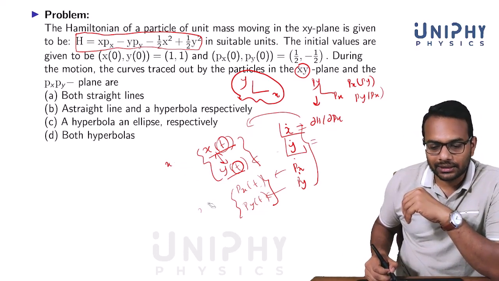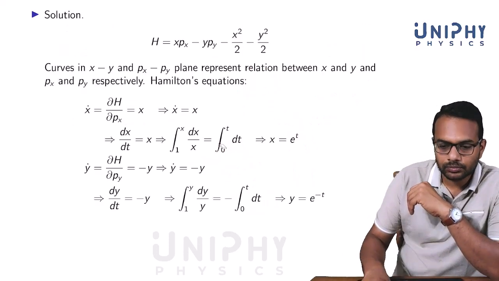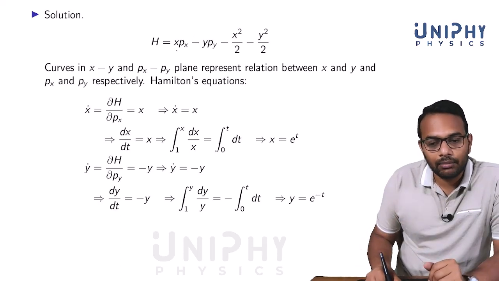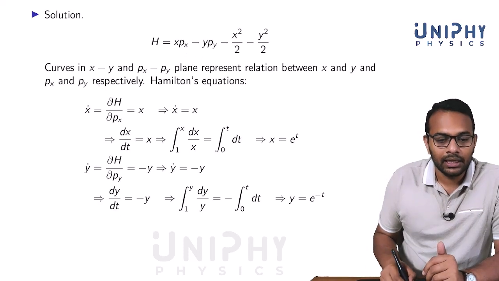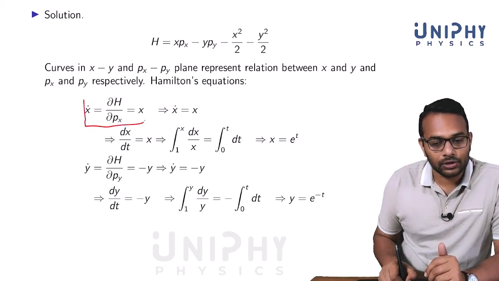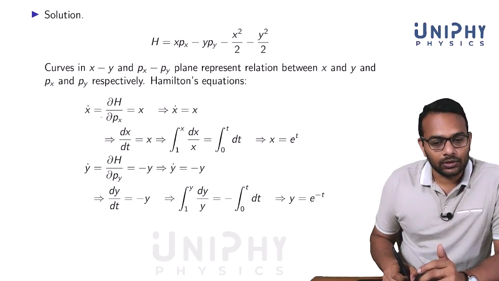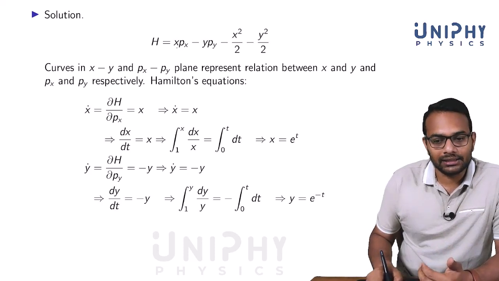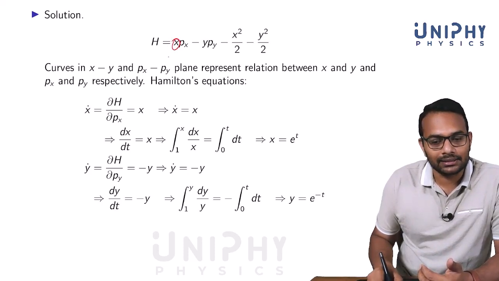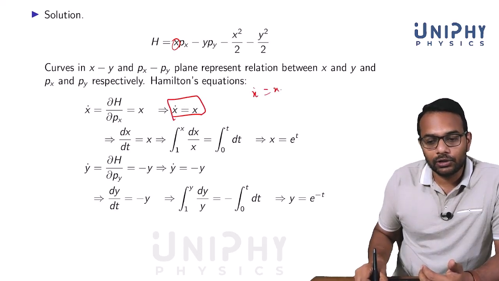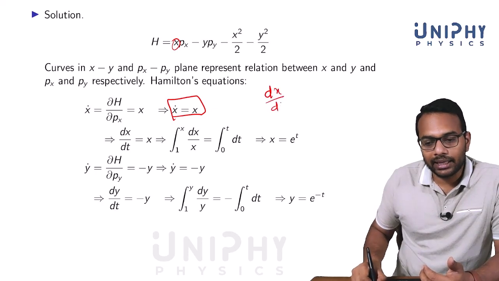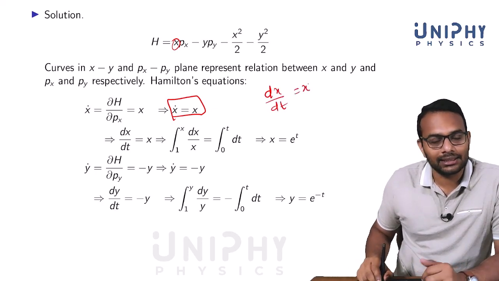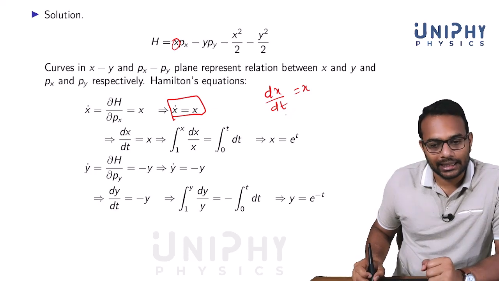Now with that introduction, we can get into the problem. What do we have here? We start with the Hamiltonian, of course. That's the given Hamiltonian. From here, we know how to find x dot, the differential equation. x dot is dou h by dou px, and what's dou h by dou px? It's just x. So this is a simple equation. We have the differential equation x dot equal to x, which means dx by dt is equal to x.